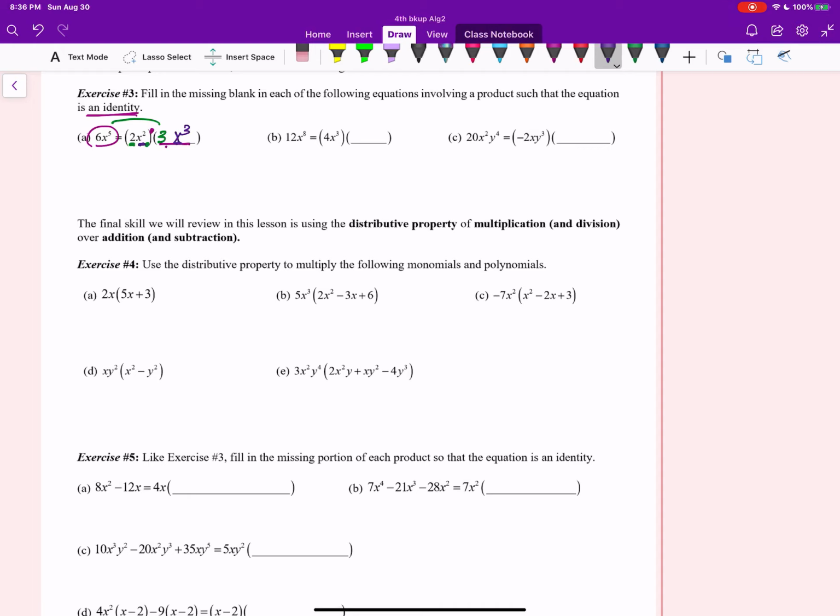So we replace our blank with 3x to the third. Then let's just check this, right? If we multiply, 2 times 3 is 6, and x squared times x to the third is x to the fifth.